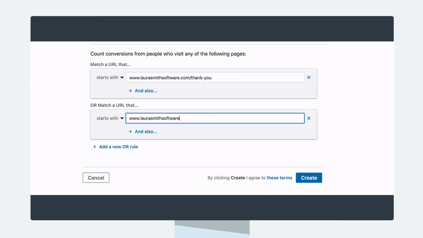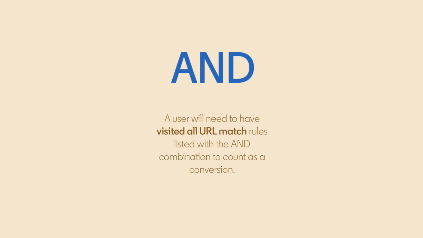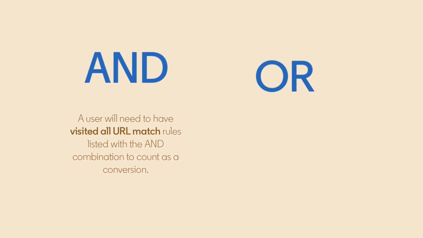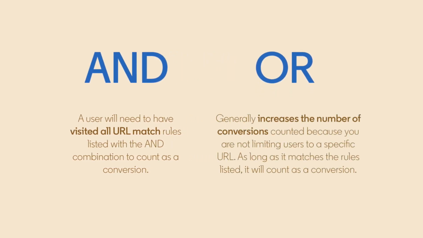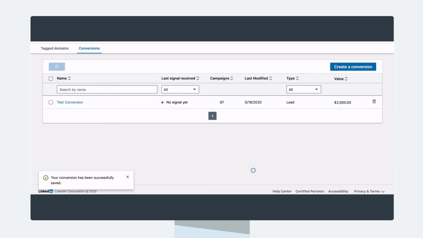Keep in mind that the more and parameters you use, the narrower the scope of your conversions counted will be. With and, a user will need to have visited all URL match rules listed with the and combination to count as a conversion. Using or parameters generally increases the number of conversions counted because users meeting any of the rules listed count as a conversion. Now you have your conversion action set up. You'll be able to better understand your campaign performance.